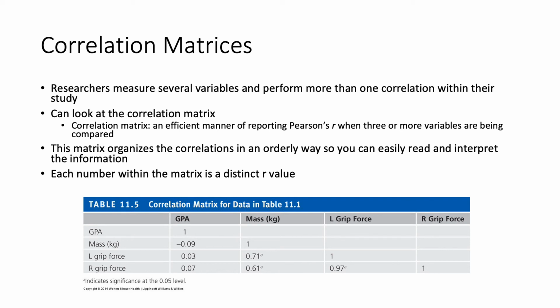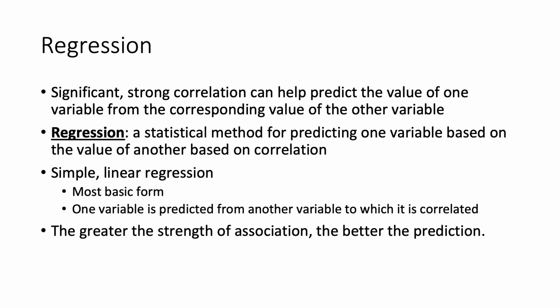Further, only one set of values are given and only half of the matrix is filled. Note that a star next to a value indicates that it is significant. When there is a significant, strong correlation, it can help predict the value of one variable from the corresponding value of the other variable. The statistical tool used for this is called linear regression. Regression is a statistical method for predicting one variable based on the value of another based on correlation.